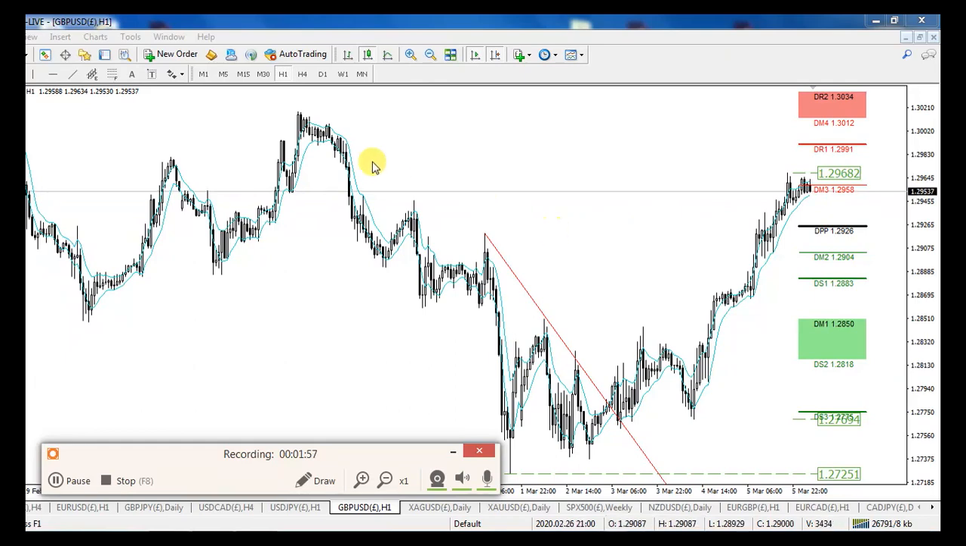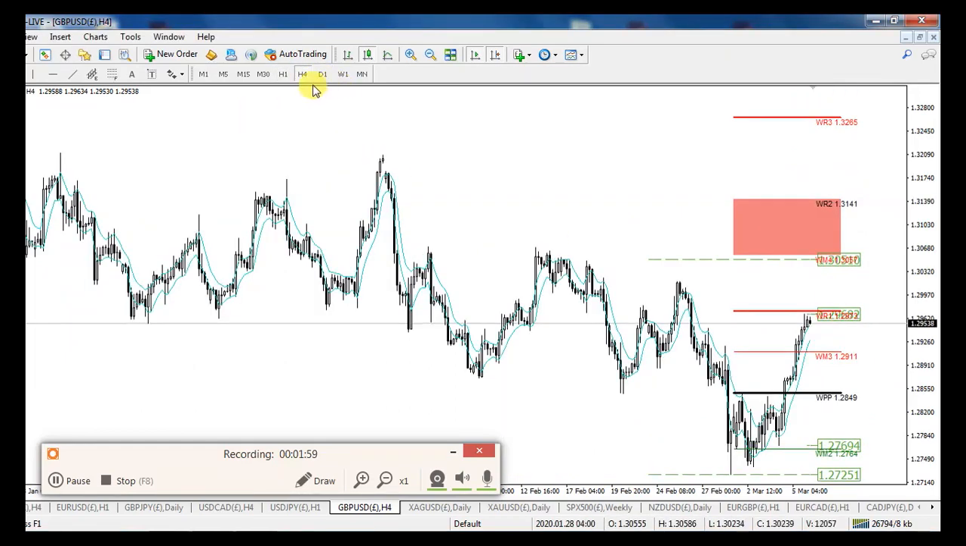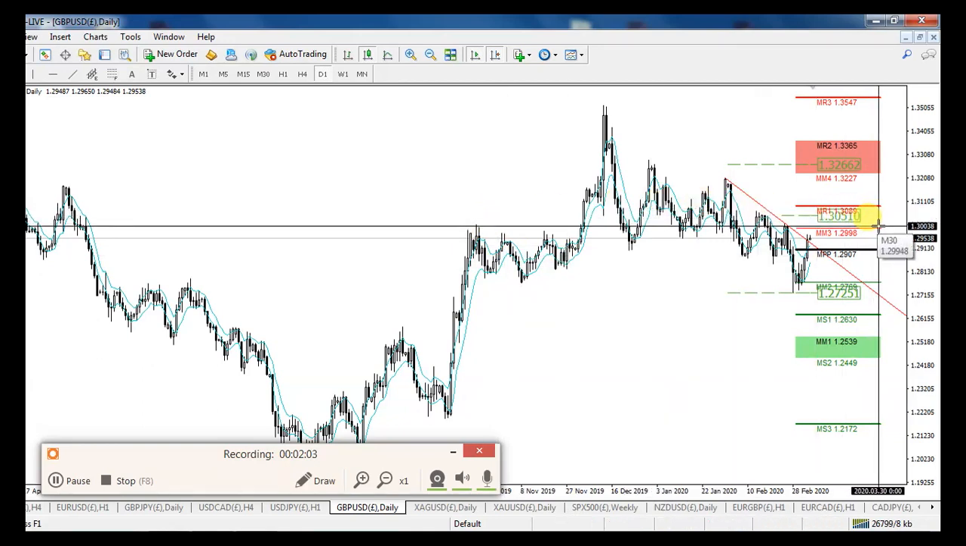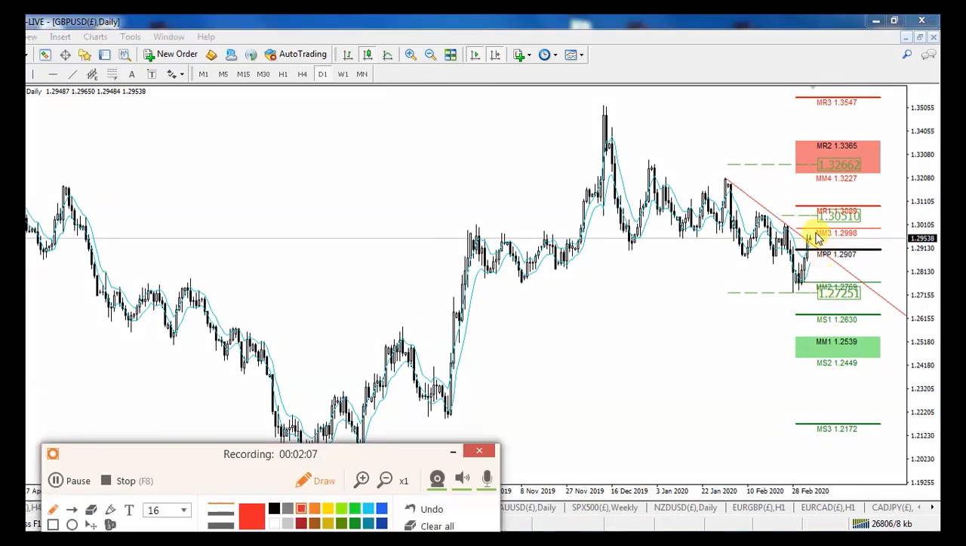So as for the targets, on the daily I will be looking to this high, which is at about 1.3000, yeah, this high here, and then see what it's going to do. So it's around 45 to 50 pips away, which is still manageable.